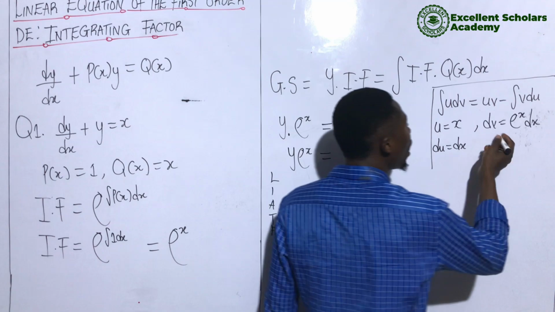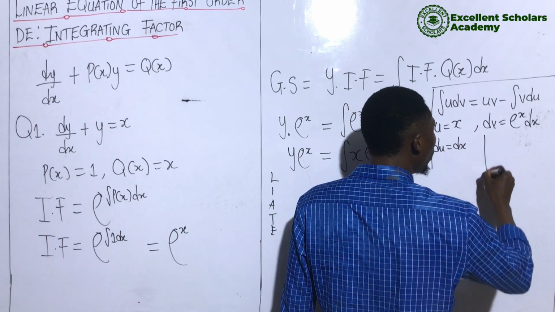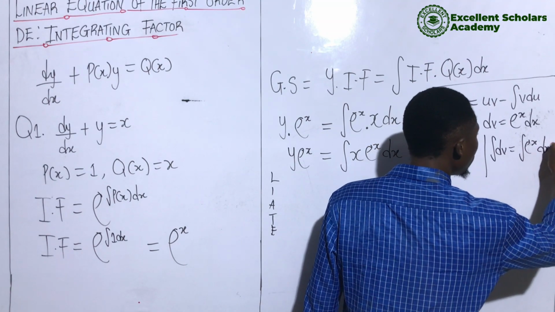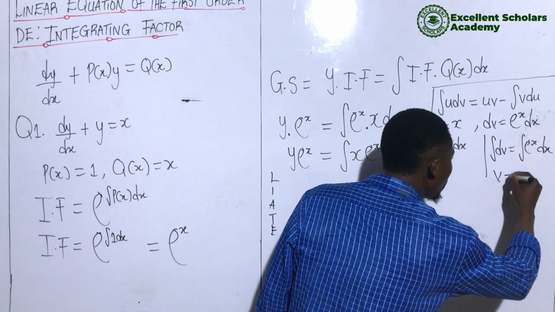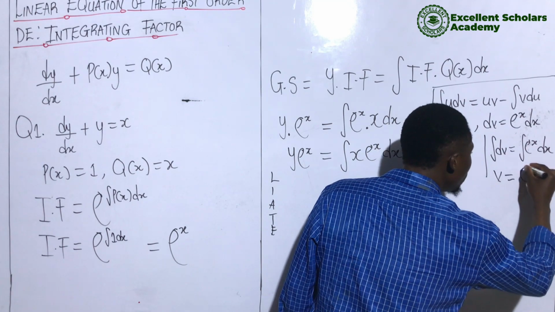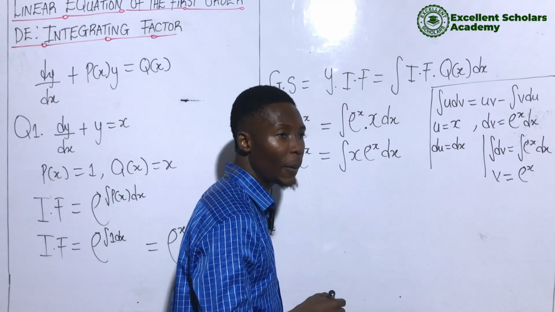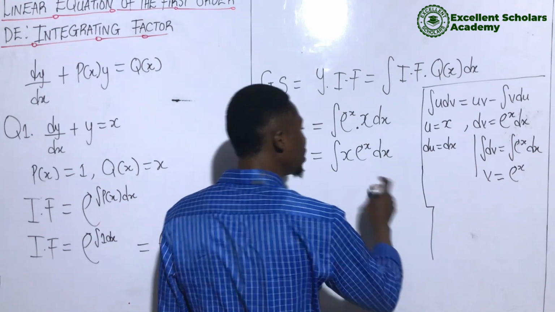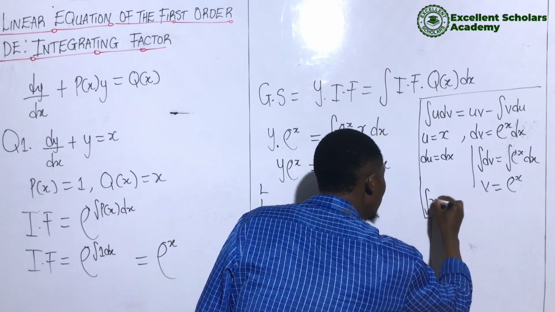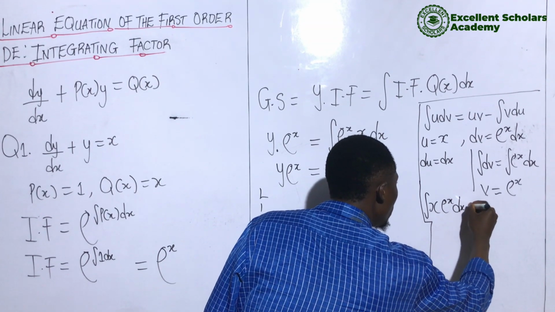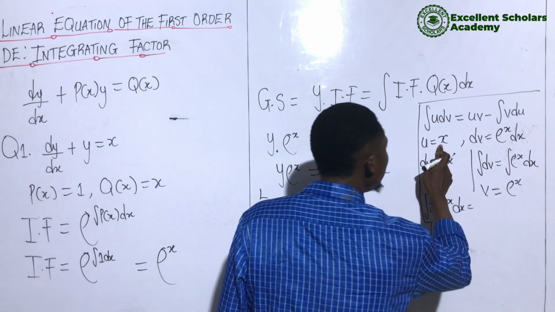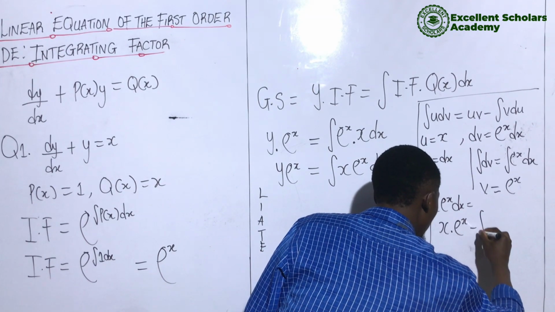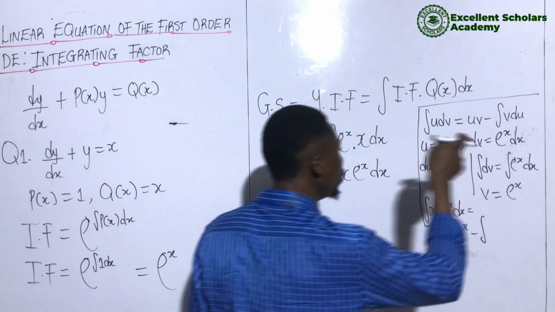Now for us to get v from here, we are going to integrate both sides. So if you integrate dv, you get v is equal to, if you integrate exponential x with respect to dx, you still get exponential x. Okay, so now finally, to integrate this by parts, it becomes that the integral of x exponential x with respect to dx will be equal to uv, that's u times v, that's x times exponential x, minus the integral of v du.